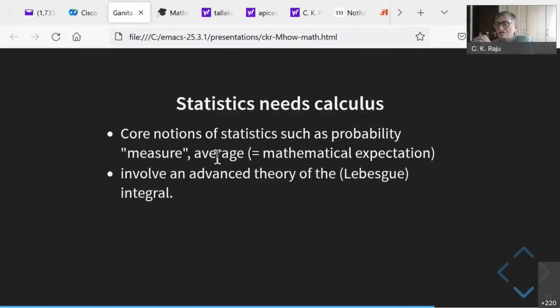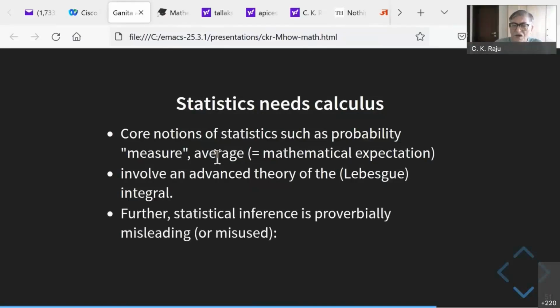Now I can't go into this kind of advanced mathematics. What is measure theory, what is average, and what is the Lebesgue integral, and so on. What is probability? Because statistical inference is proverbially misleading. My point is, unless you understand all that mathematics, you can't do statistics properly. It is misleading, and you may make all sorts of errors, or you may want to be misleading.